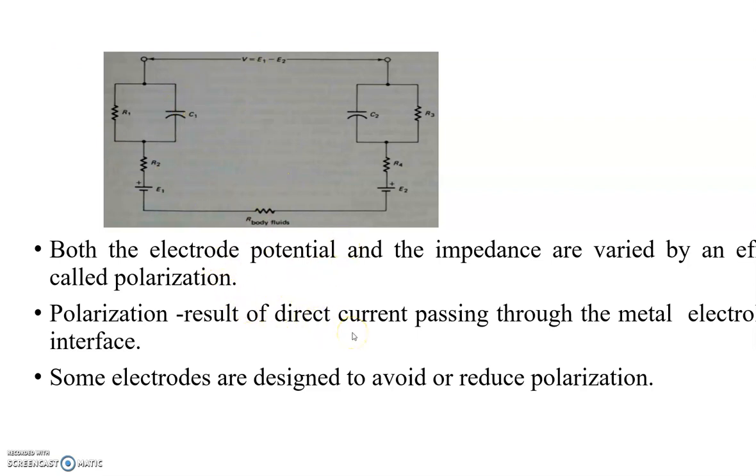Furthermore, both the electrode potential and the impedance are varied by an effect called polarization. Polarization results from direct current passing through the metal electrode. So some electrodes are designed to avoid or reduce polarization.